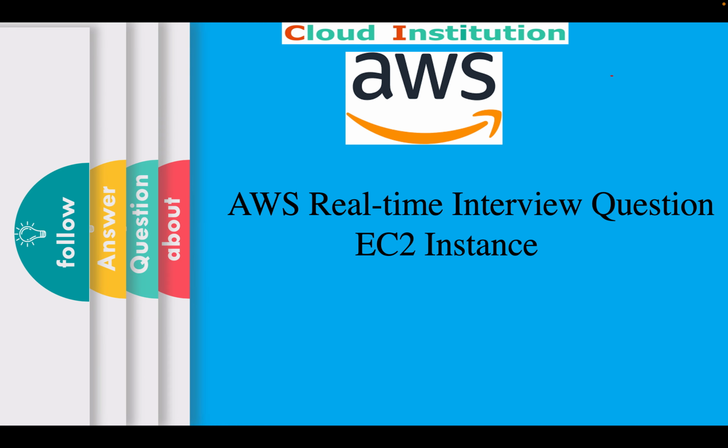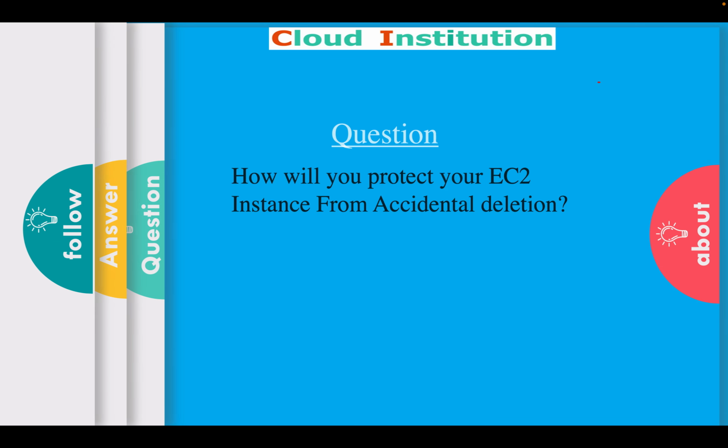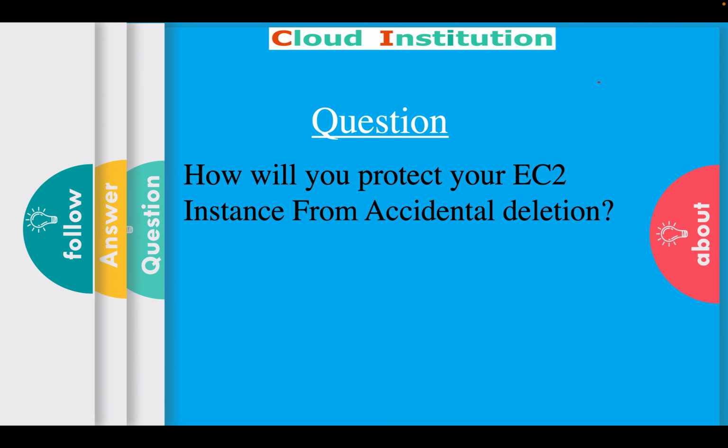So in this video, we're going to see one of the AWS real-time interview questions on EC2 instance. We keep seeing the different features, different scenarios and all these things. Today we're going to see one really interesting scenario. You can expect this question during interviews, as major companies used to ask it. The question is, how will you protect your EC2 instance from accidental deletion?